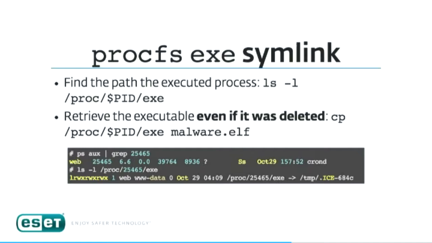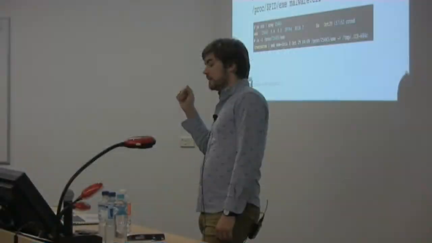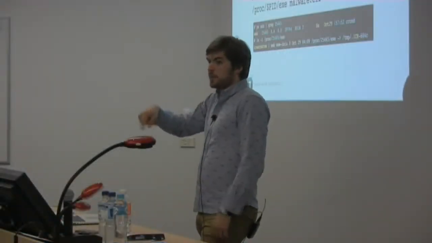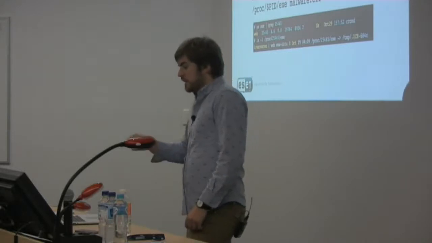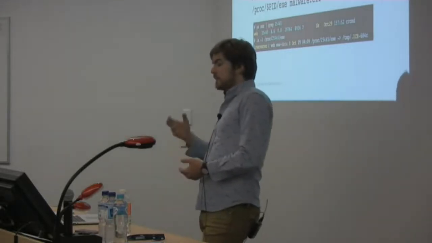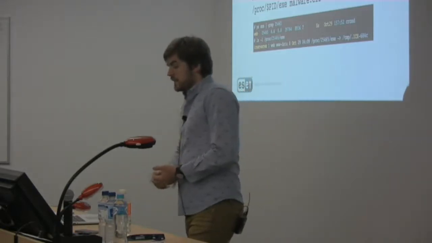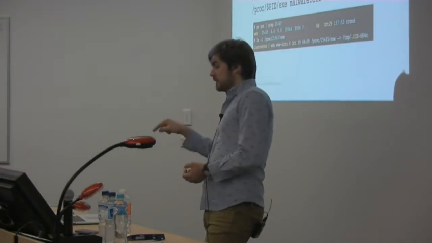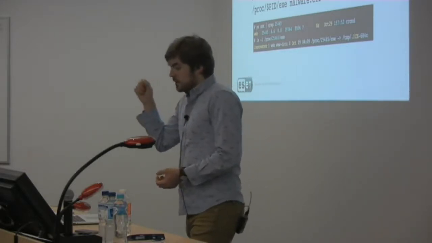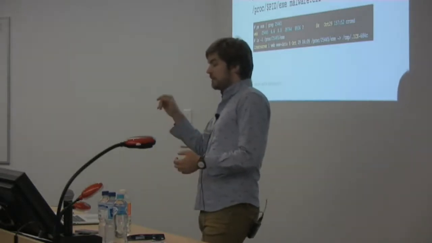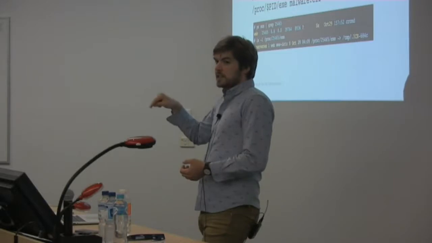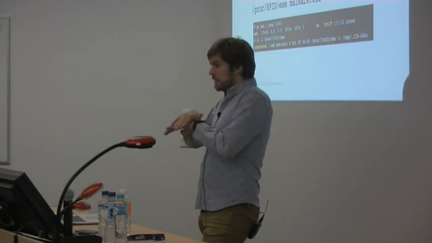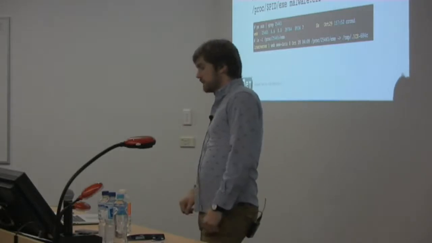The interesting thing with doing this instead of just ps is that you get the actual binary, because the executable can replace what ps is showing. Another thing about the exe magical symlink is that you can retrieve the original file even if it was deleted from the file system. So you can copy it. You can launch a binary and delete it, and you can still retrieve it via the exe symlink. It will have the same hash. It will be exactly the same.